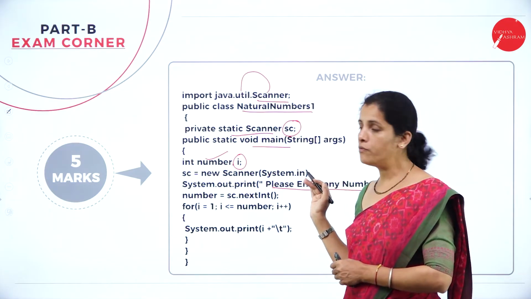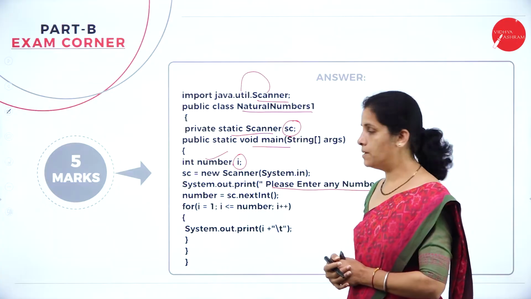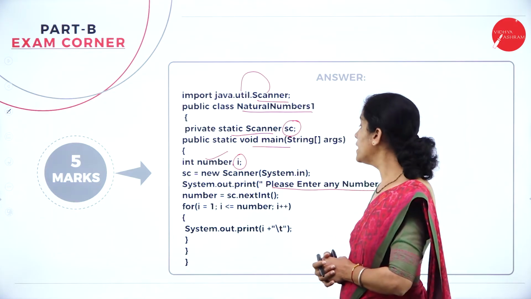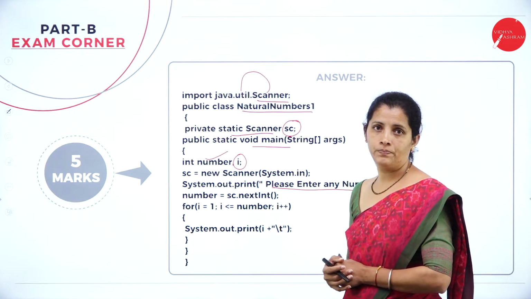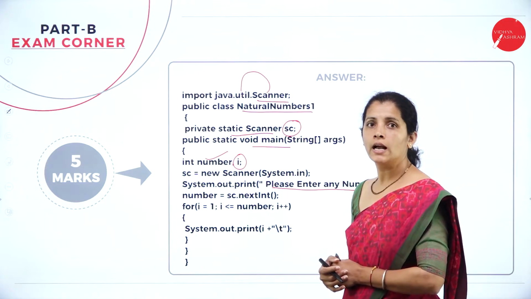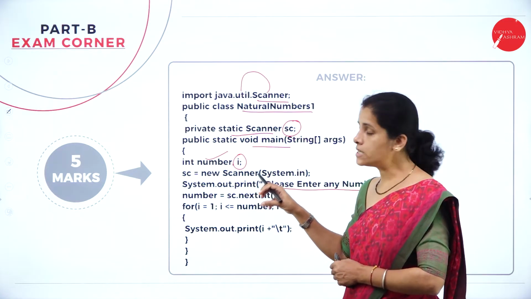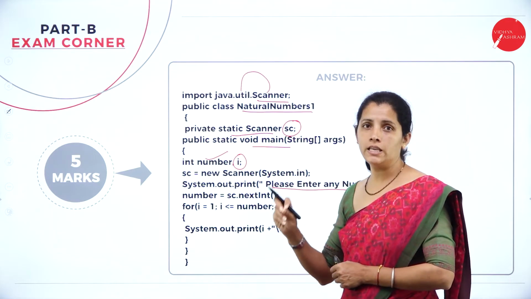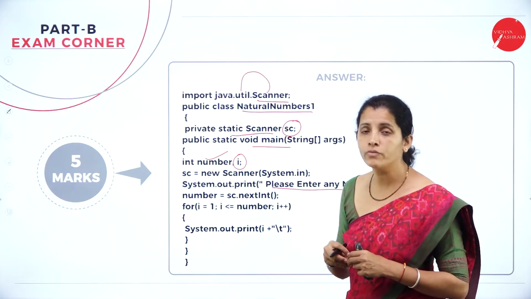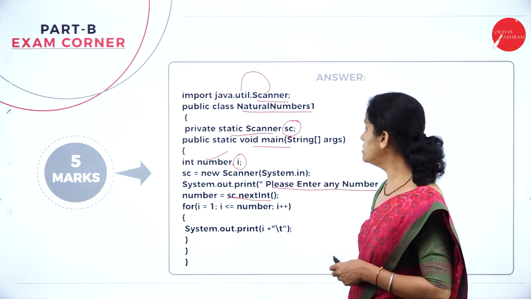With the help of the scanner object, I'm going to read the input. So, number equal to sc.nextInt(). It's a method and it's mainly used to convert string to integer, because in Java, whatever we read from the keyboard is in the form of string. Now, I want to convert that into integer.